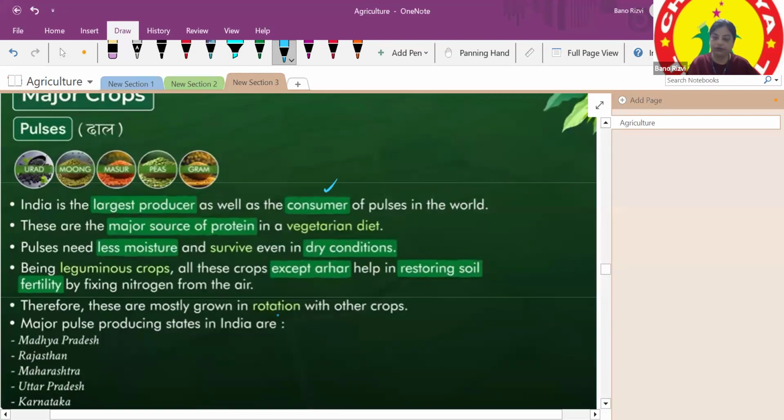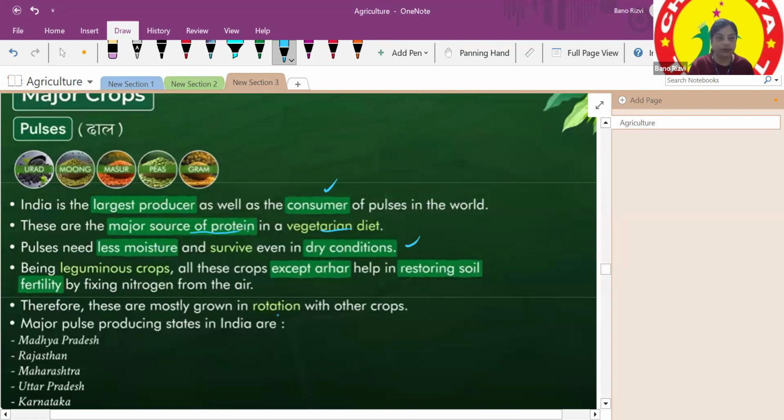We have dal every day in our daily food, because most of us are vegetarians, and dal is a major source of protein in a vegetarian diet. So pulses need less moisture and survive even in dry conditions.